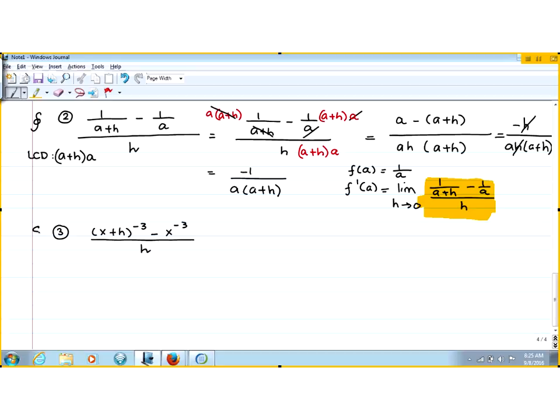Now, what about number 3? This is also calculus, so you've got to pay attention because you're going to see this. What is x plus h to the negative 3? How do I write these actually? 1 over x plus h cubed, minus 1 over x cubed, divided by h.